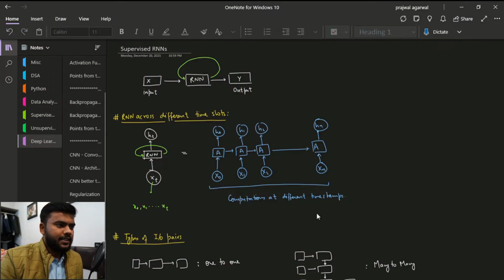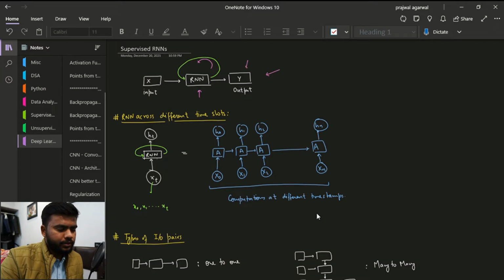Hi, so in this video we are going to discuss supervised RNNs, and once again this is going to be a little bit descriptive video because we are going to look into a lot of concepts related to RNNs. So the first thing that we see is the basic architecture of RNNs. We have input, then we have RNN block, and the different thing about the RNN block is that we have a self loop. As soon as they process the data, they also keep that data for themselves.